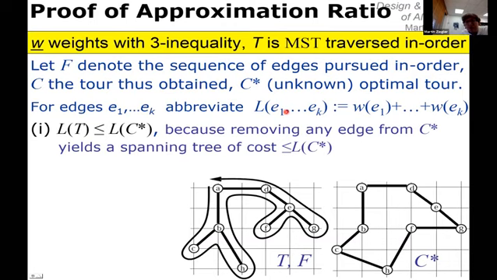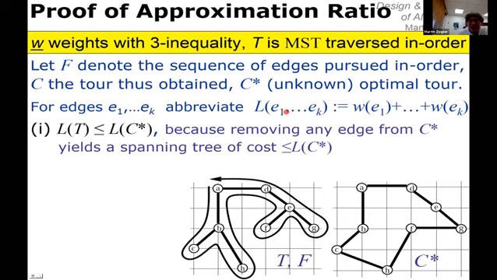So in order to prove this factor 2 bound on the ratio, to prove that Christofides algorithm returns a tour of cost at most twice the cost of the optimal tour C prime, we're going to establish 3 inequalities between various quantities that occur only in our analysis. And when put together, these 3 inequalities yield this factor of 2.